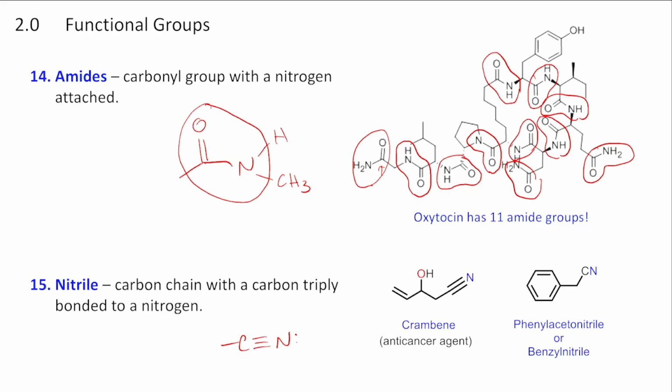We have crambine, which is an anti-cancer compound that is present in cruciferous vegetables, which is the family of vegetables that includes things like broccoli and Brussels sprouts. And it has right here, that's a carbon atom right there, triply bonded to a nitrogen. It's called a nitrile. This is another one. Sometimes for carbon-nitrogen bonds, we just abbreviate it CN, which is understood to be carbon triply bonded to a nitrogen.